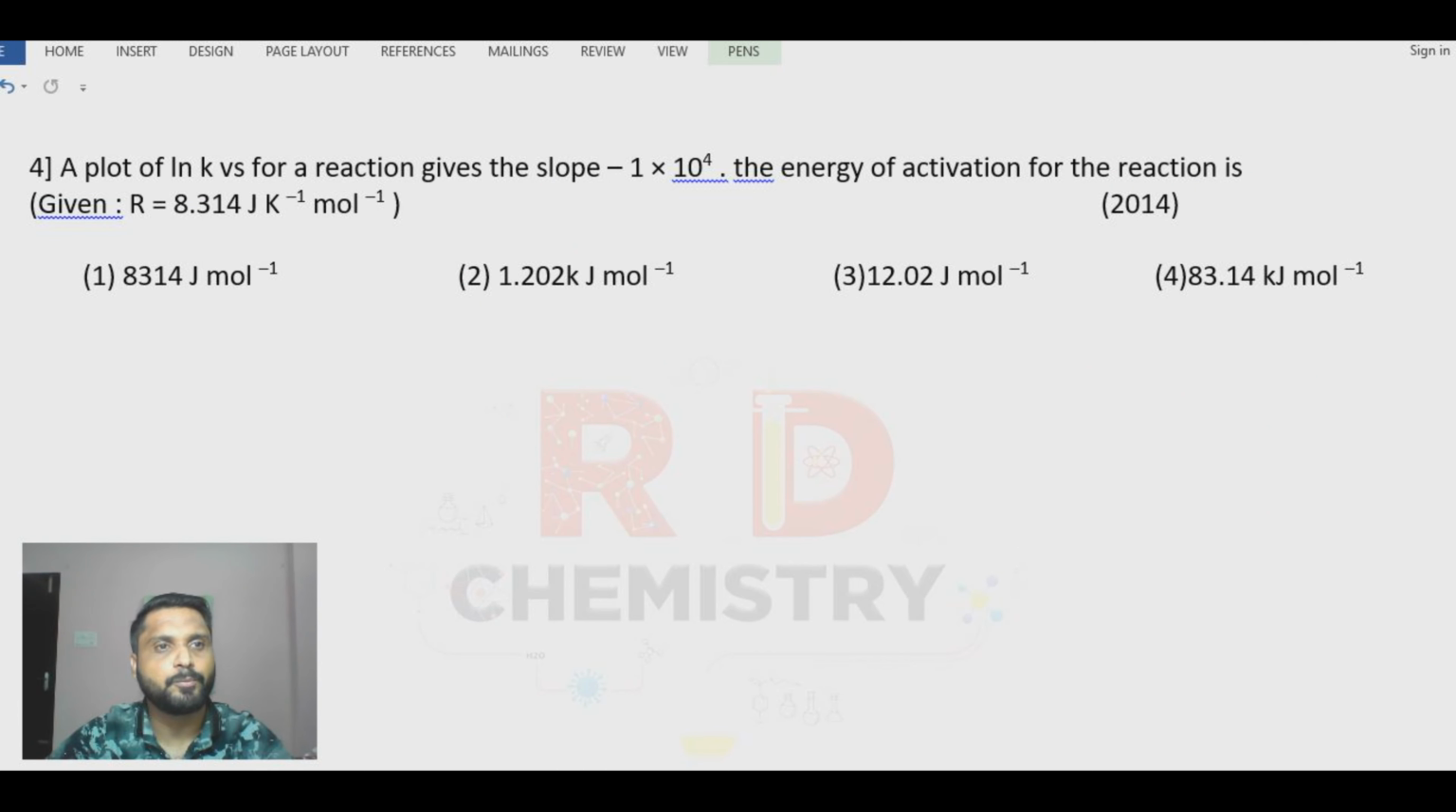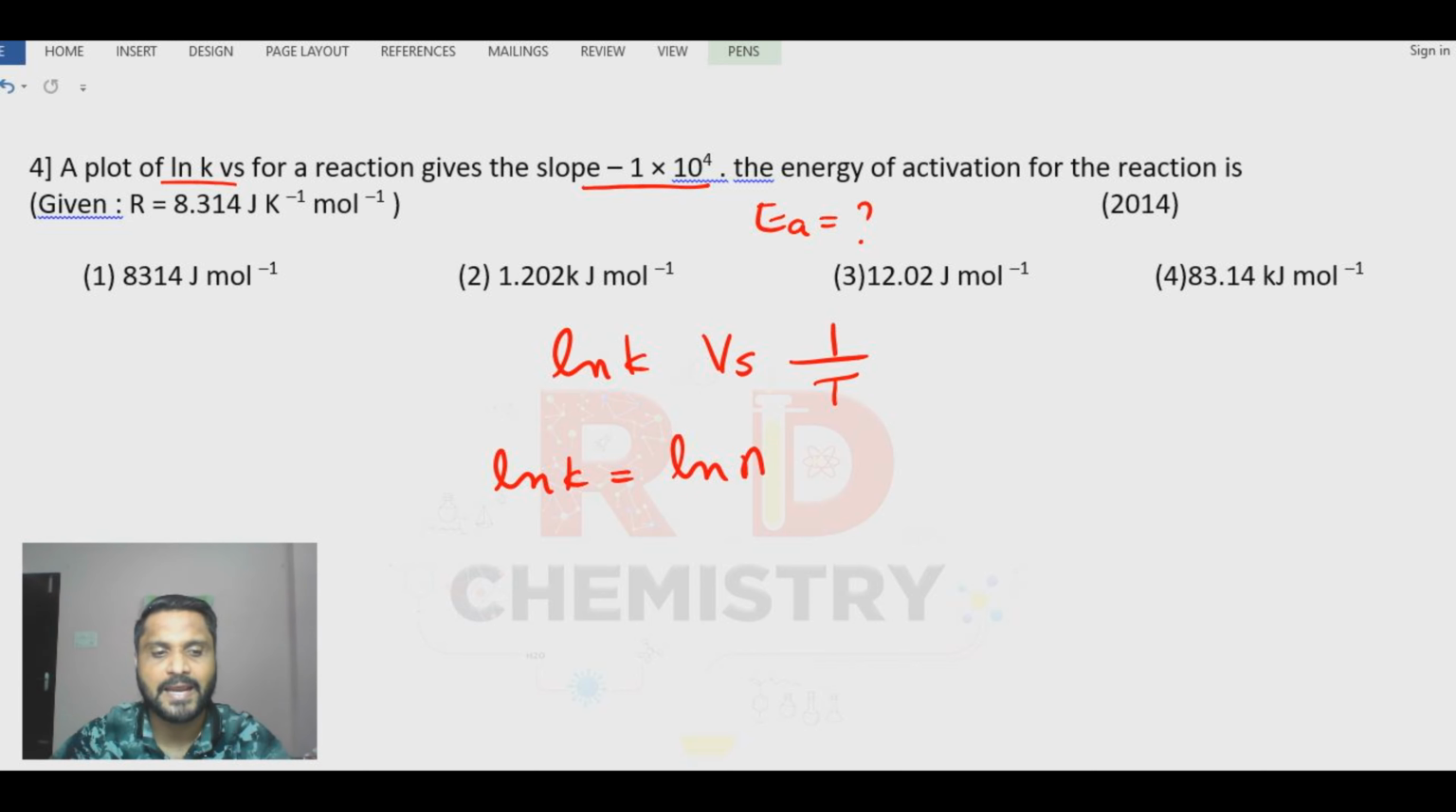Question number 4. A plot of ln K versus 1 by T for the reaction gives a slope of 1 into 10 power 4. The energy of activation for the reaction is equal to how much? In the given question, it should be ln K versus 1 by T, the temperature in Kelvin scale. Okay. Now we'll make use of the Arrhenius equation, that is ln K is equal to ln A minus EA divided by R into 1 by T.